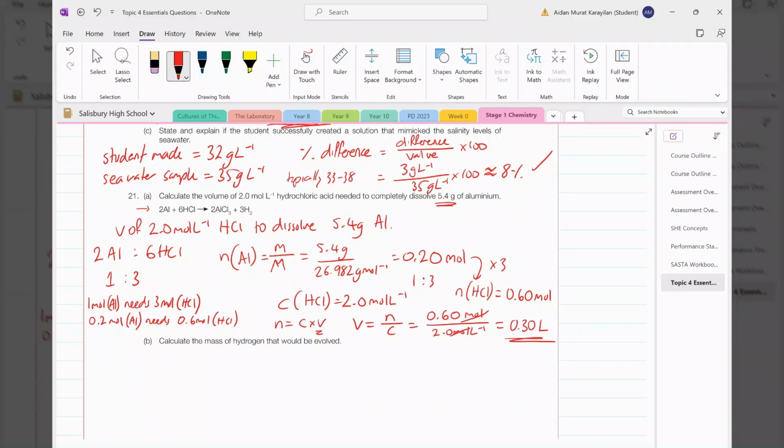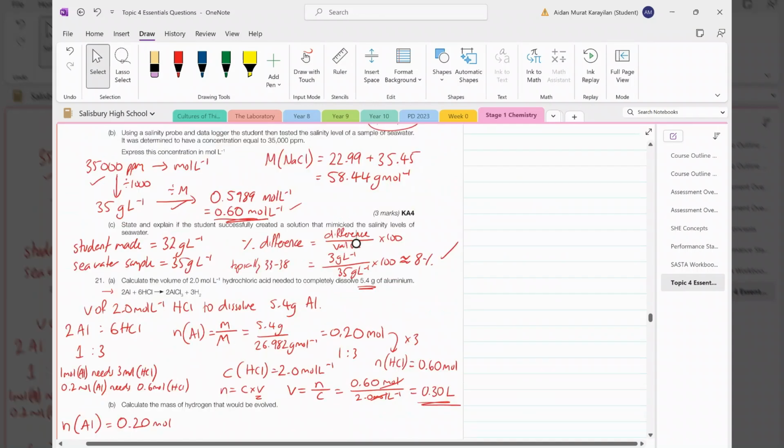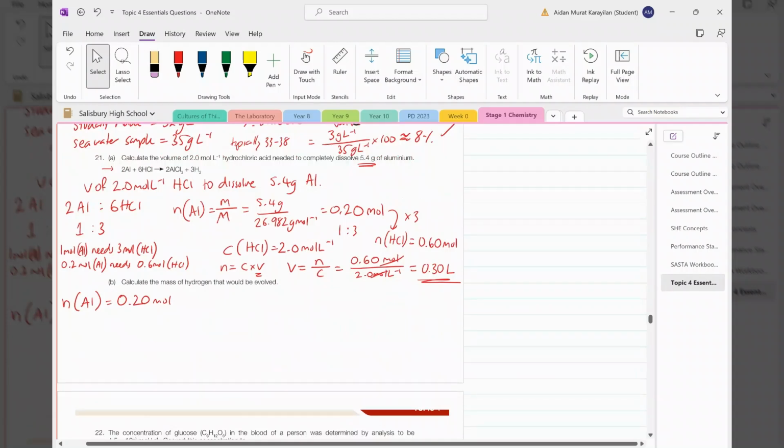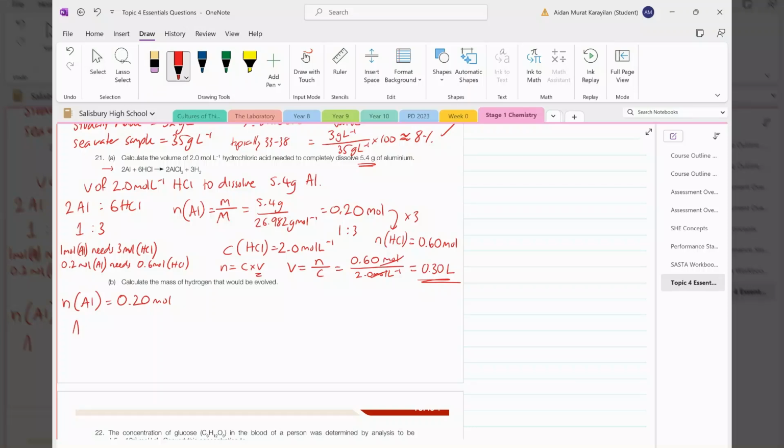Hopefully that makes sense. Now, if the number of moles of aluminium that will react is 0.20 moles, this next question is asking us, what is the mass of hydrogen that would come off of that? What is the mass of hydrogen that would be evolved? Evolve just means to come out of the mixture. We need to know what the ratio between aluminium and hydrogen is. Now, as we can see from the chemical equation, for every 2 of these, we get 3 H2s.